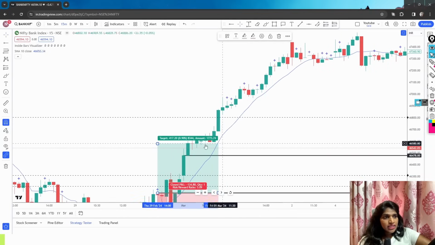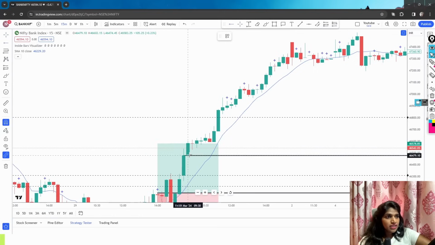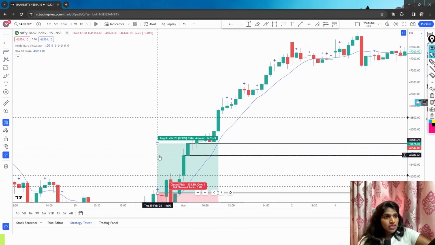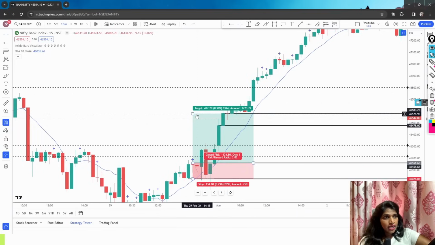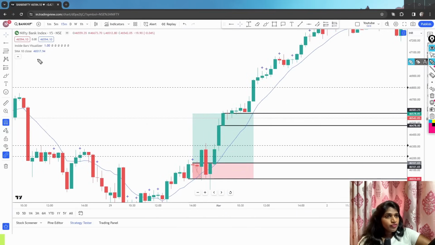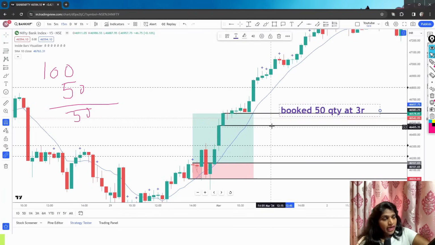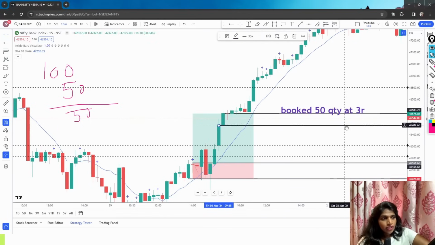Now let's say this is the 3 hour and I'm just marking the level here. When it reaches 3 hour, I'm also going to book out 50% of the quantity. Let's say I'm working with 100 quantity, I'll book out 50 quantity. What remains is 50 quantity. So I am booking out 50% of the quantity here at 3 hour, and the balance I trailed at this particular cost of 2 hour. Okay, so this is my TSL 2 hour.